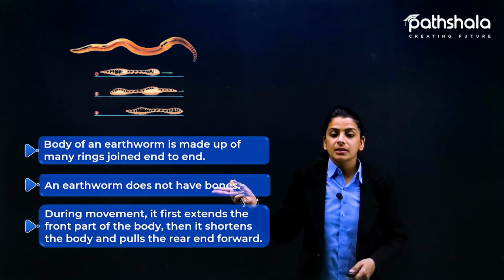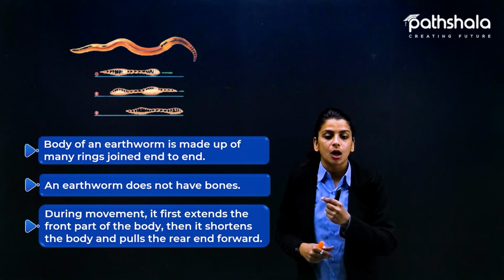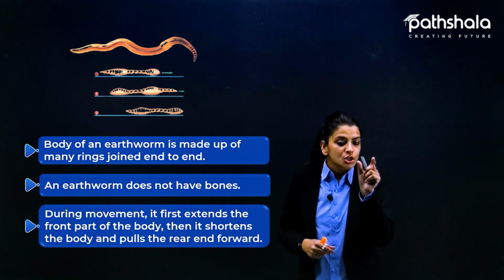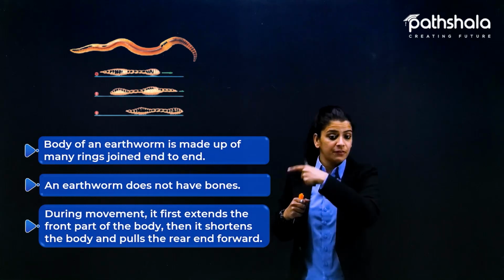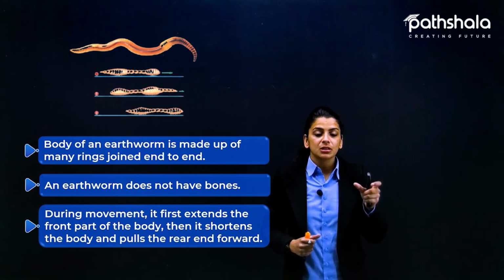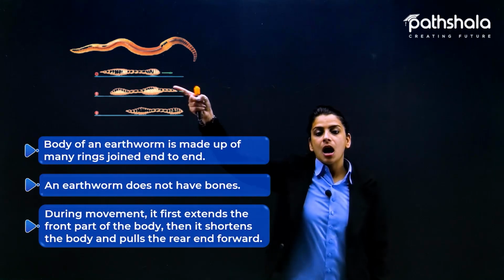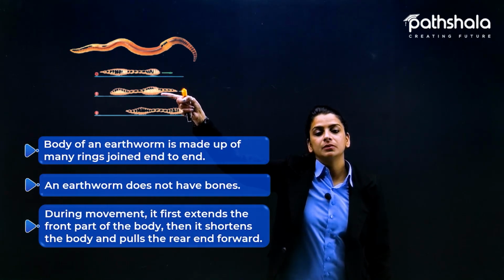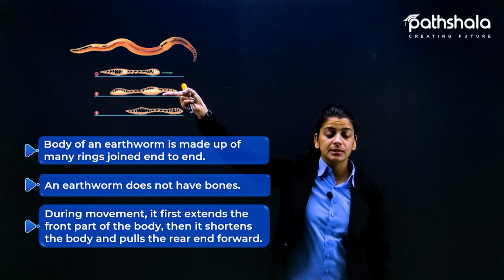Next, it shortens the body. Once it has extended, what happens to the earthworm's body? It becomes short, because it is pulling its body towards the front. So the middle portion and the front portion get accumulated like this. See how accumulation is happening here. Can you see the kind of accumulation taking place in the second one?